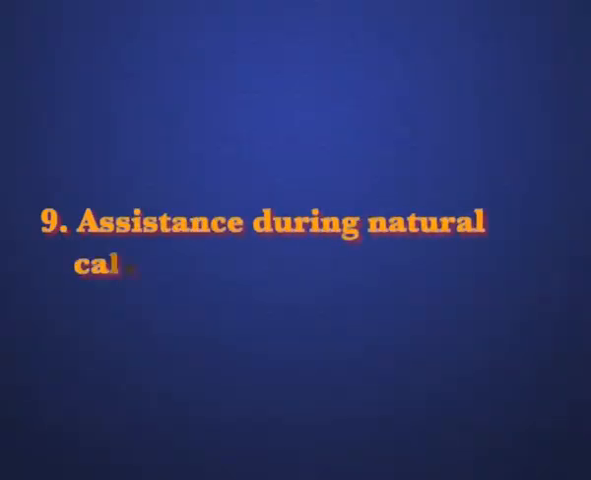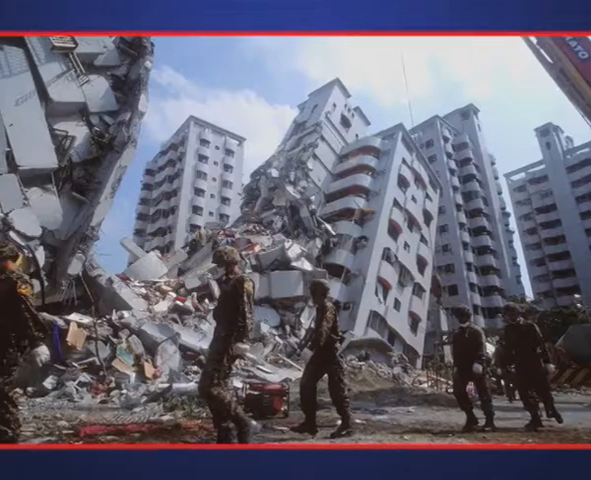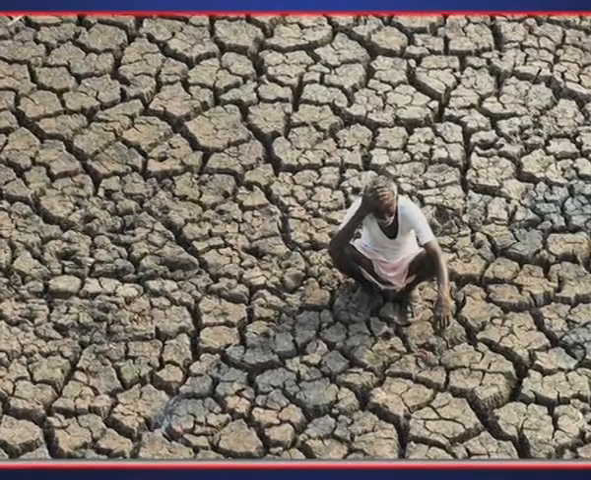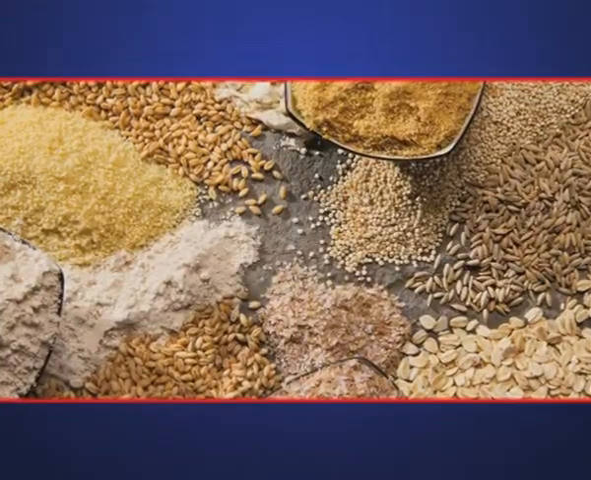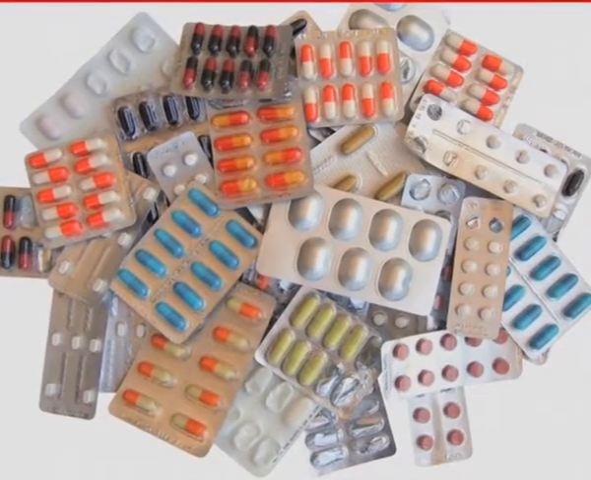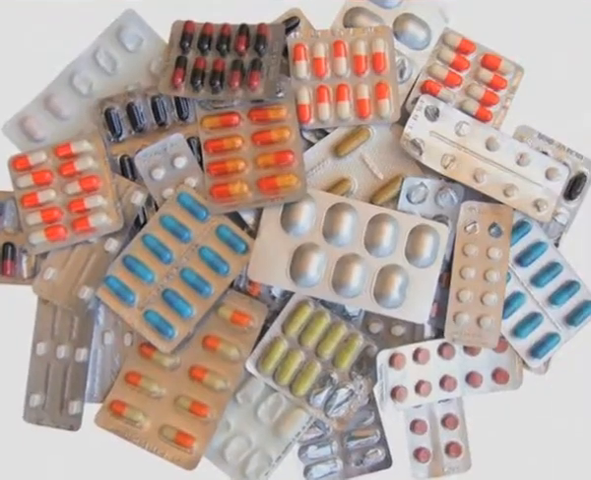Ninth, assistance during natural calamities. During natural calamities such as earthquakes, floods, famines, etc., the affected countries face the problem of shortage of essential goods. Foreign trade enables a country to import food grains and medicines from other countries to help the affected people.